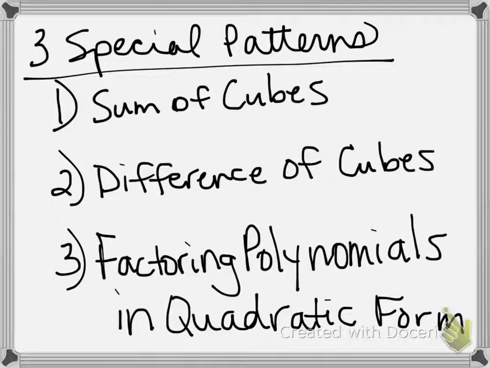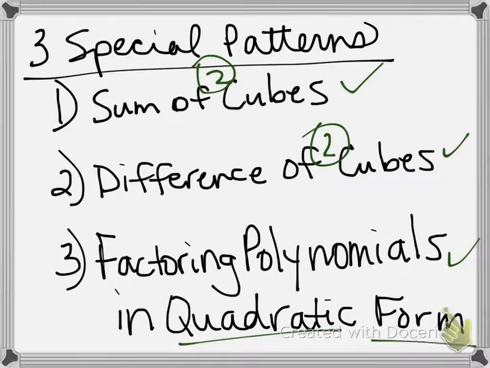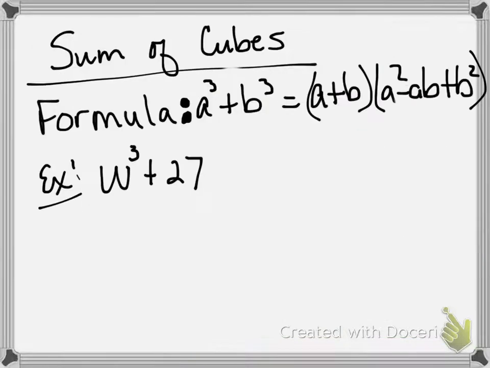Okay, so we've looked at 4 types that are going to come up over and over again. There are 3 special patterns that come up just every so often, so I'm going to go through those kind of quickly. We're going to have the sum of 2 cubes and the difference of 2 cubes. Notice the 2, so that means they would have to have 2 terms. And then we're also going to do factoring polynomials in quadratic form, and I'm going to explain that here in just a minute. So these are 3 more special patterns, kind of like we did in the last video.